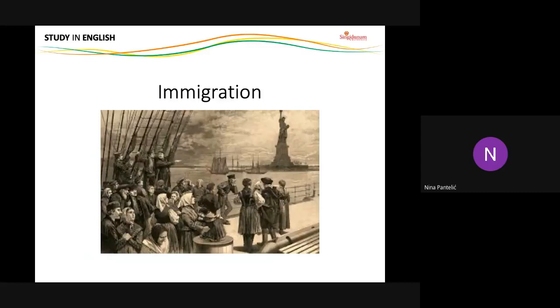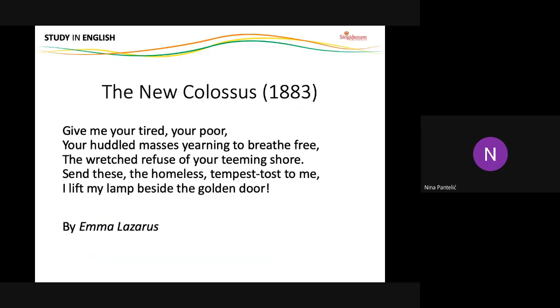And eventually a reception center was built in New York City at a place called Ellis Island near the Statue of Liberty, which you can see here in the picture. And I wanted to mention the famous quote that is engraved on the Statue of Liberty by the American poet Emma Lazarus, who died at age 38.